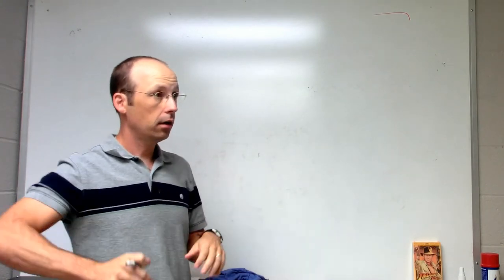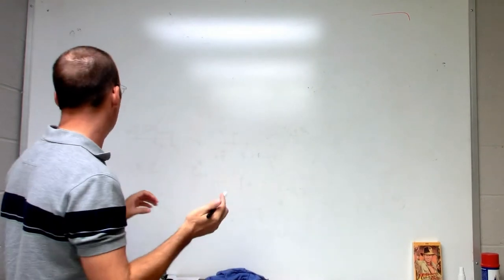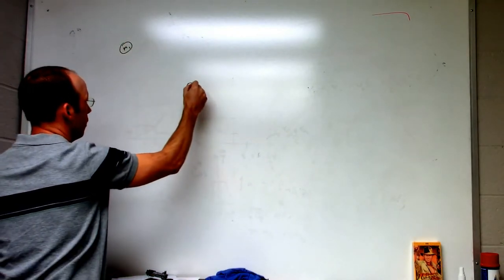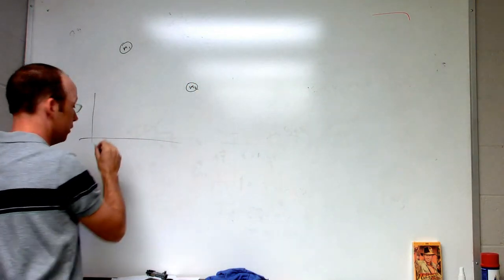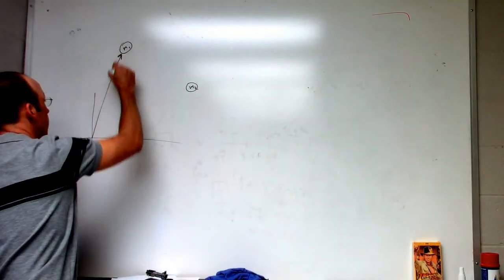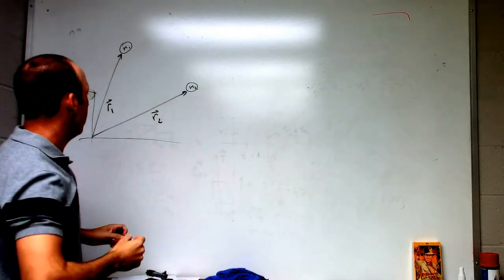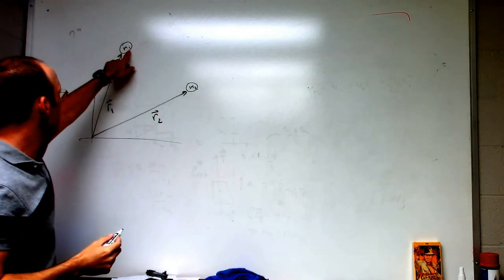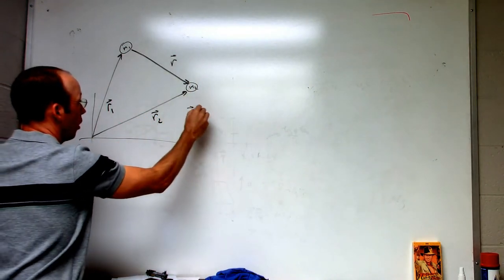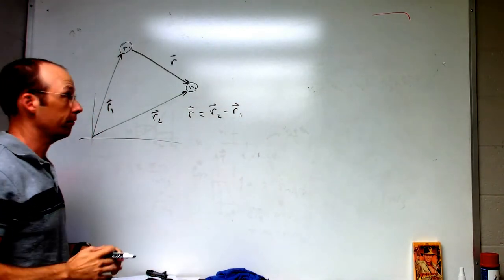The first thing in chapter 3 is the gravitational and electric force. If I have a mass M1 here and a mass M2 here, and I know the locations of those, R1 and R2, then I can find the vector from mass 1 to mass 2, which we'll call R, such that R equals R2 minus R1. That's your basic vector stuff.